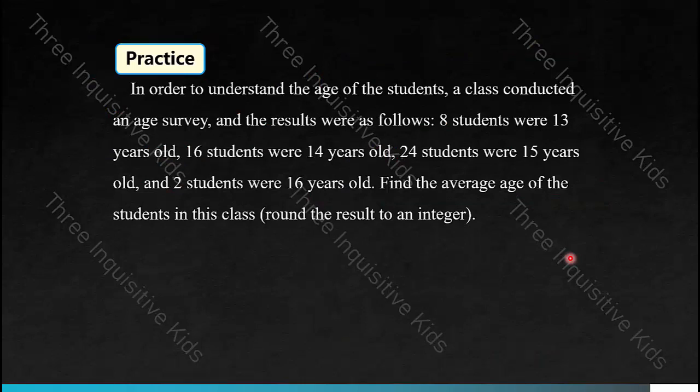Practice. In order to understand the age of the students, a class conducted an age survey, and the results were as follows. 8 students were 13 years old, 16 students were 14 years old, 24 students were 15 years old, and 2 students were 16 years old. Find the average age of the students in this class and round the result to an integer. So pause the video and use the methods we used for the example and the conclusion we had from the previous questions to solve this problem.